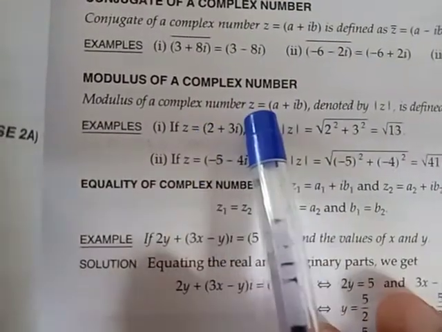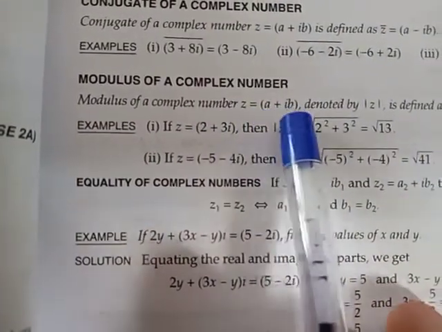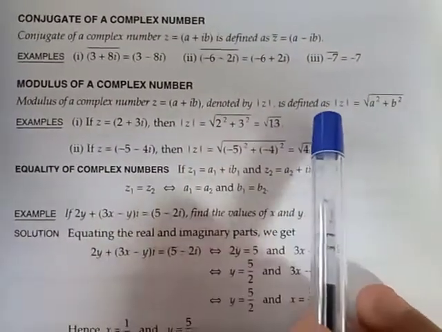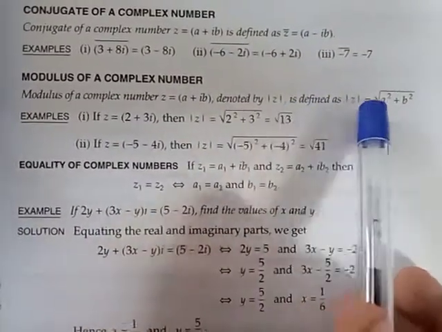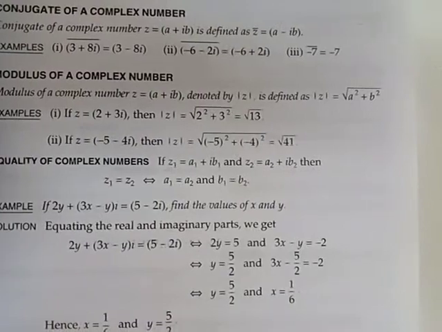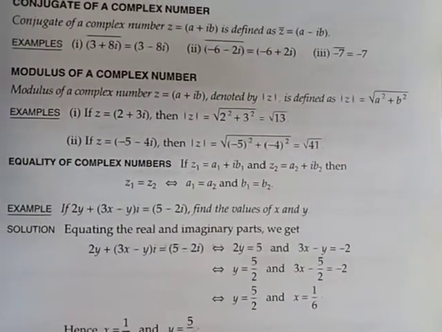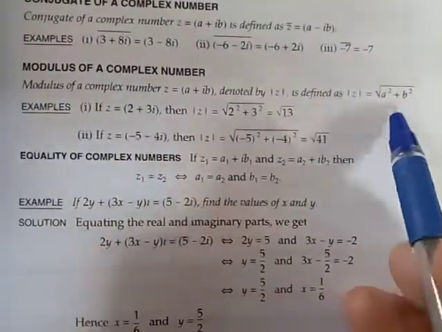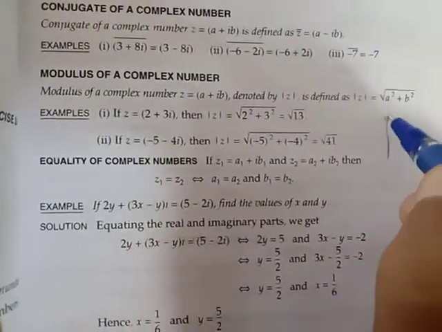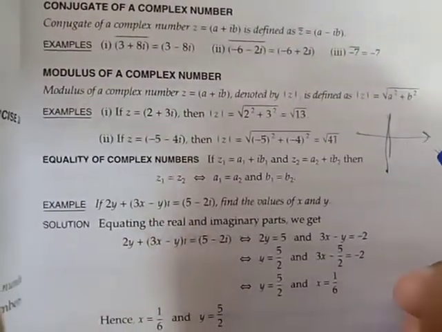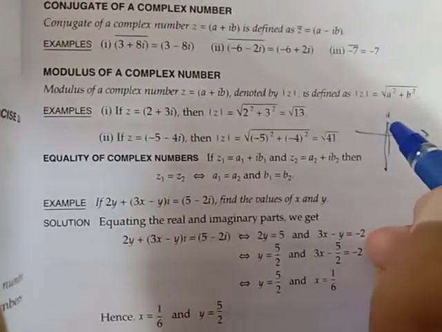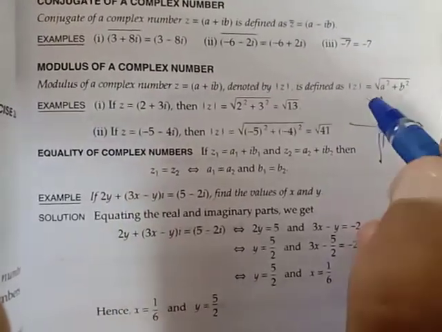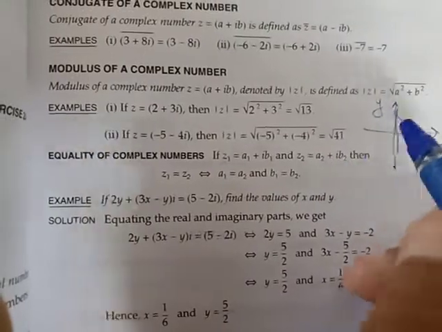The modulus of a complex number z, which is a plus ib, is denoted by modulus z and is defined as modulus z is equal to the square root of a square plus b square. I will tell you how this formula has been derived. We know that always the real part is denoted in the x-axis and the imaginary part is denoted in the y-axis.